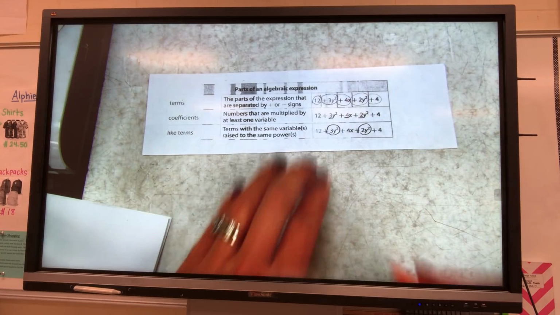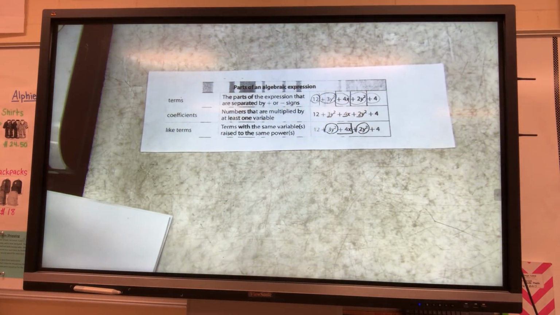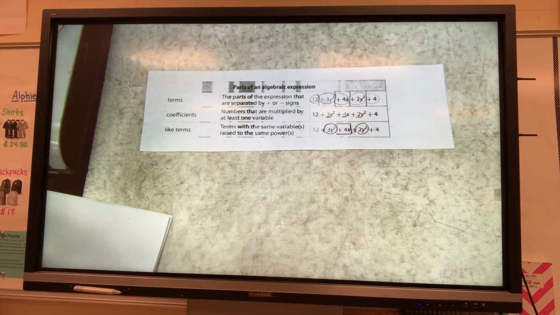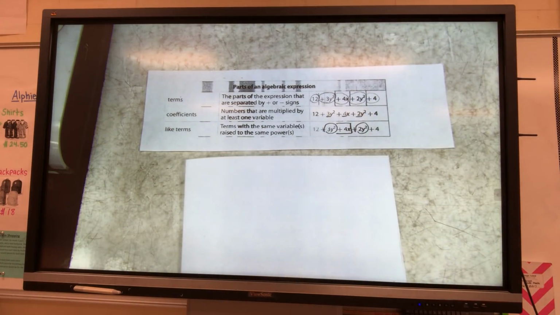This one's different. X is its last name. So 4x, or X is its last name. 4 is its first name, X is its last name. Now, I want us to move on to this little booklet, and we're going to go a little bit deeper into like terms.